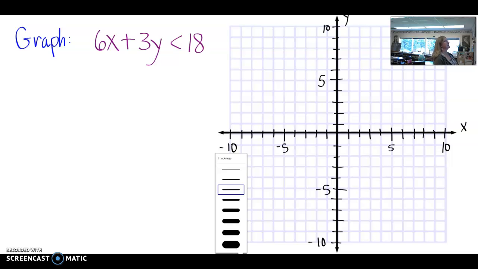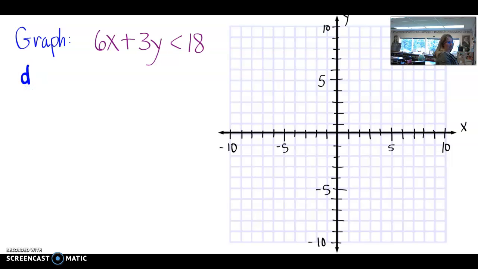Okay, so we have this first example here. 6x plus 3y is less than 18. So be thinking, okay, we're going to use a dotted line because it's just less than. So a dotted line when we graph our boundary line. So we're going to graph the line 6x plus 3y is equal to 18. We're going to make it dotted, and then we're going to decide which half plane we're going to shade.